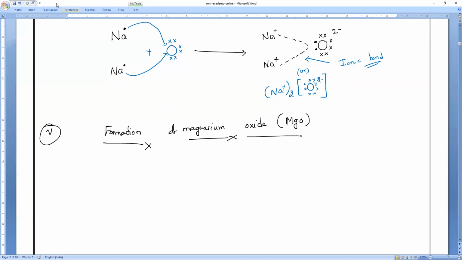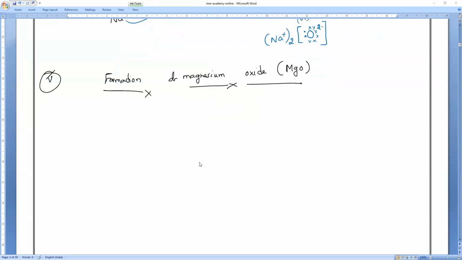Still there is a legend who will write MgO2 or Mg2O. Are you simply listening, or taking notes? You should learn. This is a most important concept. Definitely there will be a question in your board exam. So the electronic configuration of magnesium.